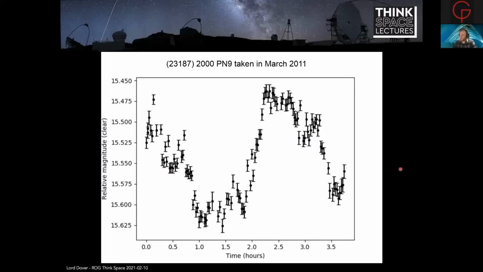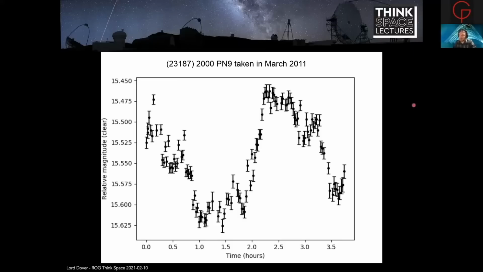So here's an example of a real light curve. This was taken by a telescope on Tenerife just a few months ago. And again, we can see an asteroid that gets brighter, and then it gets dimmer, and then it gets brighter again. And over the period of, for this asteroid, about 8 hours, this asteroid will vary in brightness.